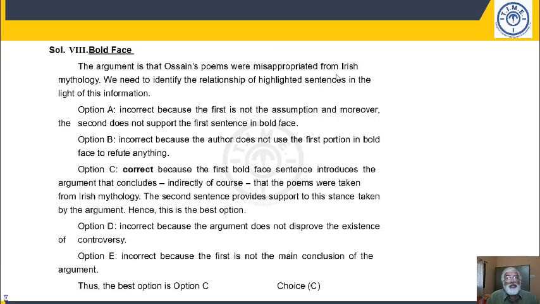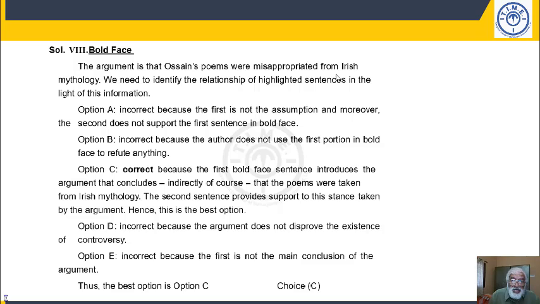Fair enough. The argument is that Ossian's poems were misappropriated from Irish mythology. We need to identify the relationship of the highlighted sentences in the light of this information. A is incorrect because the first is not an assumption. B is incorrect because the author does not use the first to refute anything. C is correct because the first introduces the argument itself and the second provides the evidence to support that argument. So C is correct. D is incorrect because the argument does not disprove the existence of controversy. The argument presents controversy.